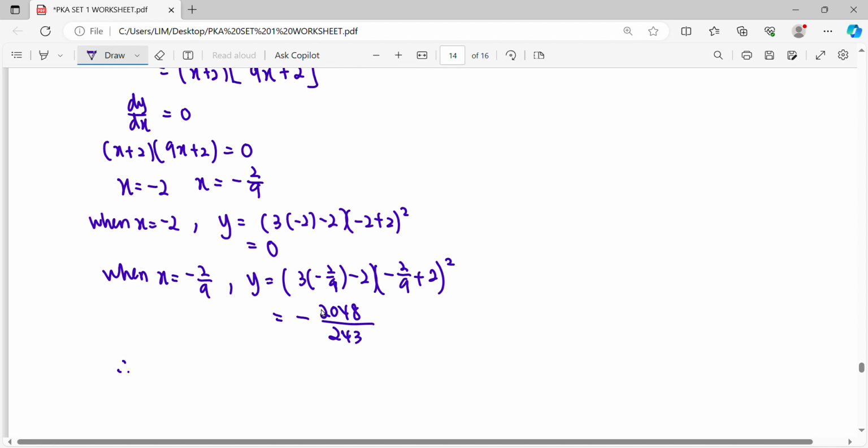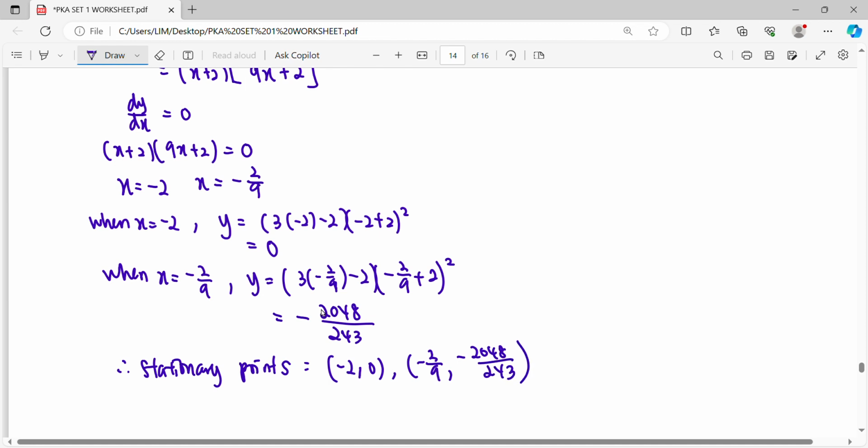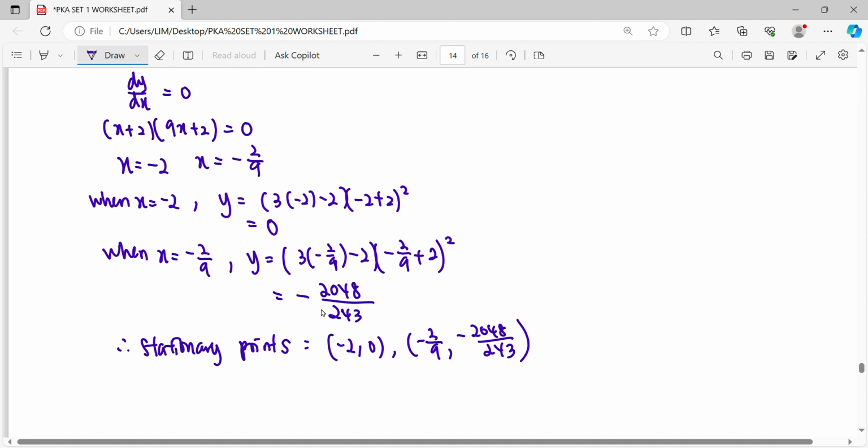So we get our critical point or our stationary point: negative 2 and 0, and negative 2 over 9 and this one. But we haven't verified yet, so we can't determine whether it is a maximum or minimum. So the next procedure is to undergo the test. We can do the first derivative test or the second derivative test, either one, to verify whether this stationary point is a maximum or minimum.